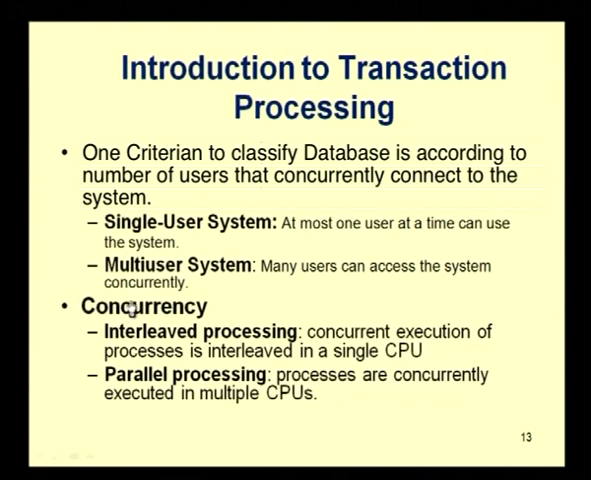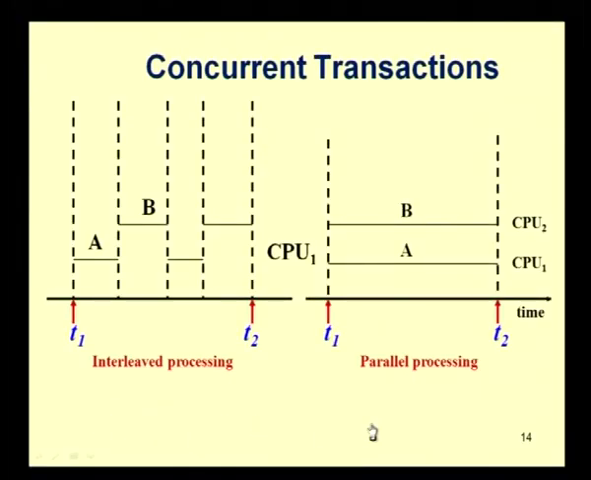Now, what is the meaning of concurrency? That is the next question. You have interleaved processing and parallel processing. Interleaved processing means the concurrent execution of processes is interleaved, but you have only a single CPU, or you have concurrent execution using multiple CPUs. So, let us look at the meaning of interleaved processing and parallel processing.